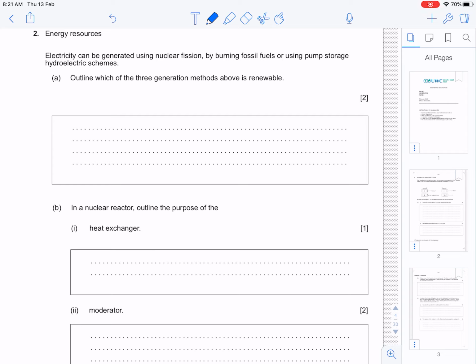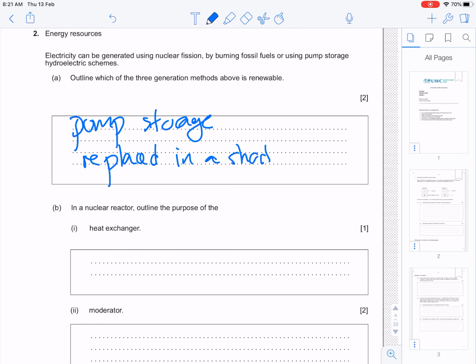So the energy generation method which is renewable is pump storage. And the reason is that it can be replaced in a short time scale. And the others, that is not possible.